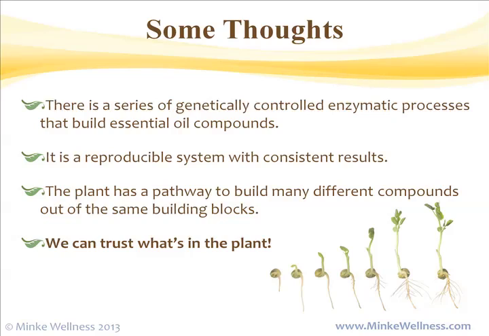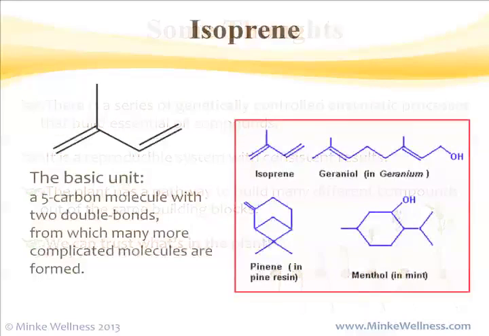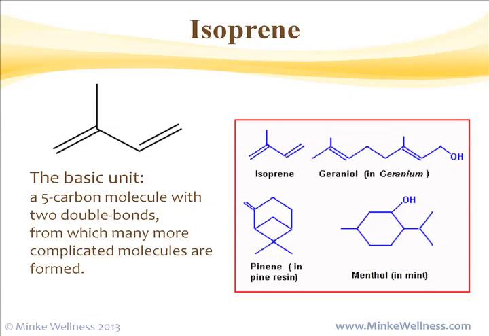That is not the same when we're talking about manufacturing essential oil compounds in a lab. And we can talk more about that in a different context. Okay, so let's look at some of these structures. The basic building block of essential oil chemistry is what's called an isoprene unit. It's this unit here on, maybe, your left.